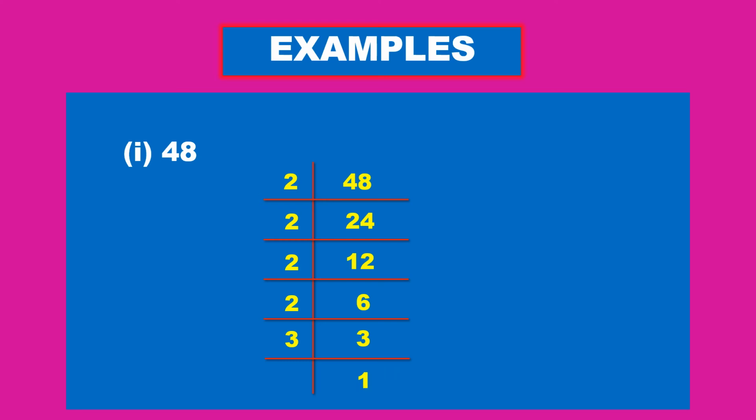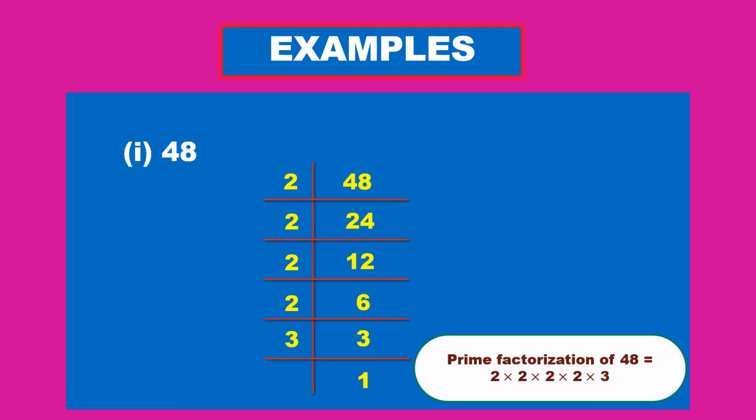Okay, now prime factorization means we should write the factors as the product, right? So I'll write it as a product. Okay, so 2 into 2 into 2 into 2, here 4 2's are there, so write 4 2's, and here 1 3 is there, so 1 3. Now if you multiply all these numbers, you'll get 48 again. So let us check here: 2 2's are 4, 4 2's are 8, 8 2's are 16, 16 3's are 48.